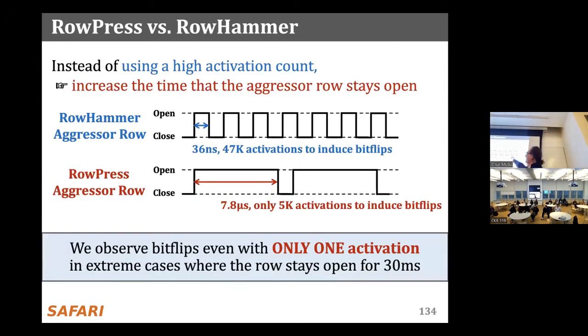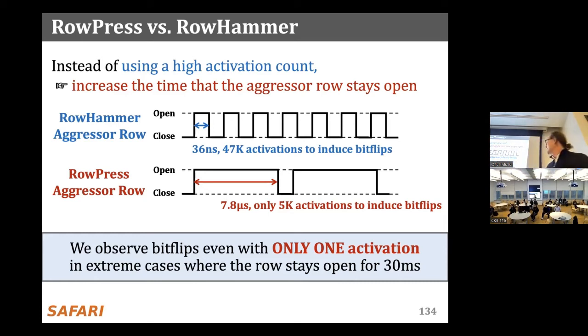So basically, this is a real example from real chips. Instead of using a high activation count like RowHammer does, what RowHammer does is basically you keep activating the row at maximum frequency. You need 47,000 activations in this particular case. But we show that if you actually keep the row open 7.8 microseconds, which is allowed by the DRAM standard today, you need only 5K activations. And if your RowHammer mitigation was configured to take effect after, let's say, 30K activations because you put some guard band, you would still get bit flips, essentially.